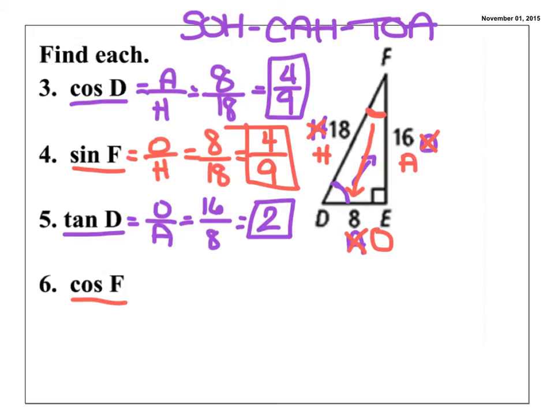So you should have had cosine here is the CAH part of SOHCAHTOA, so that's adjacent over hypotenuse. The adjacent is 16. The hypotenuse is 18. And then, of course, I know 16 and 18 have a common factor, so I know that has to be simplified. Their common factor is 2. 2 goes into 16 8 times. 2 goes into 18 9 times.